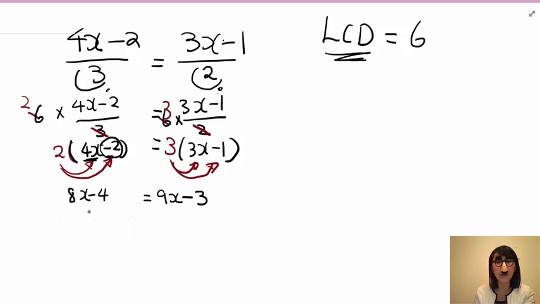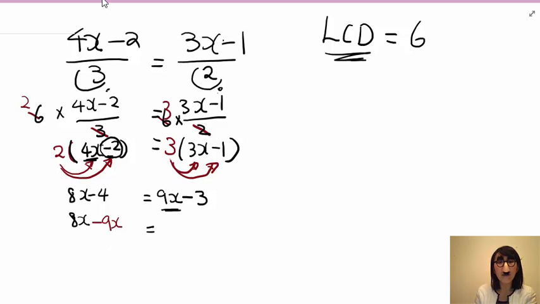So what can we do now? We have to shift or move the x's to one side of the equation. Normally we keep them on the left hand side. So we bring down 8x, then we move this positive 9x on the right hand side of the equation to the left hand side. It changes to the opposite symbol. So positive 9x becomes negative 9x.